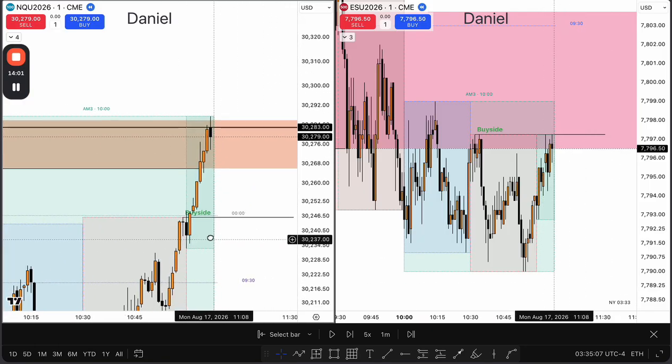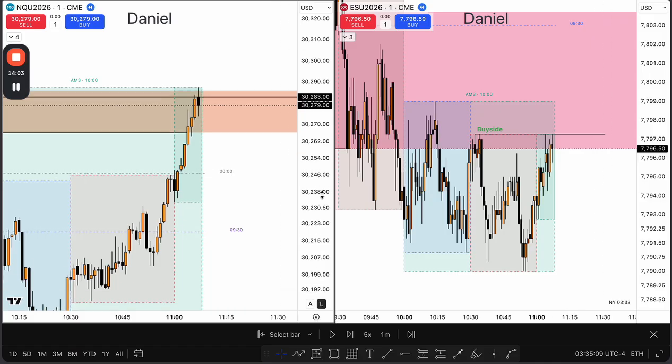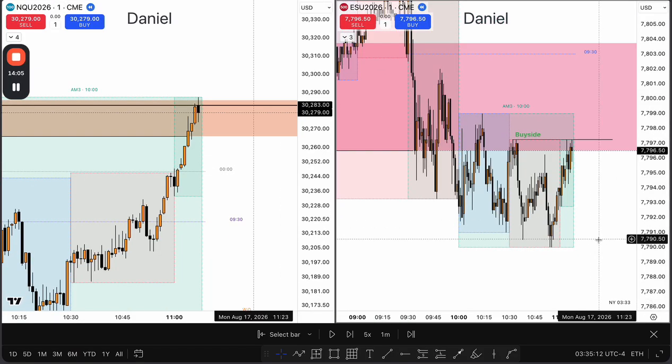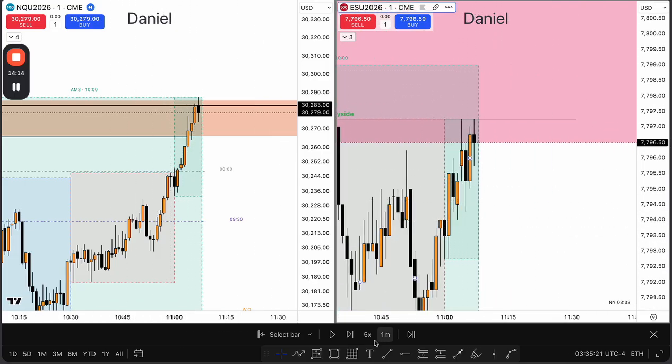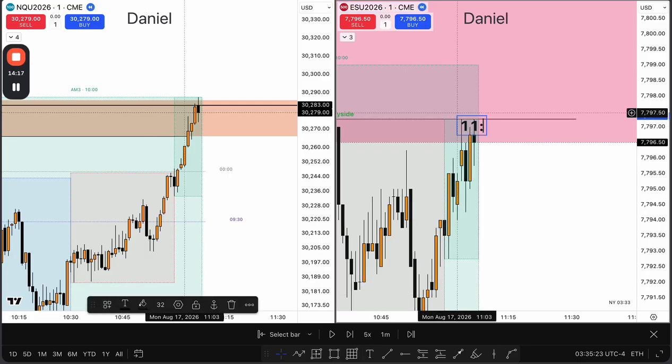And here I'm looking at, okay, first of all, for an entry, because this is everything I need. We are in the point of interest. We see SMT, and we see also internal SMT, because when is the high on NQ formed? It's formed at 11:04.